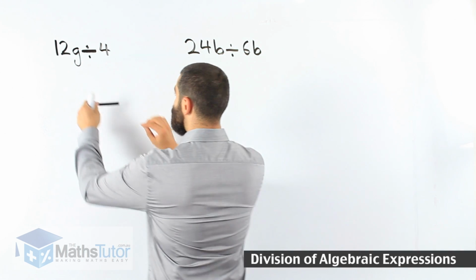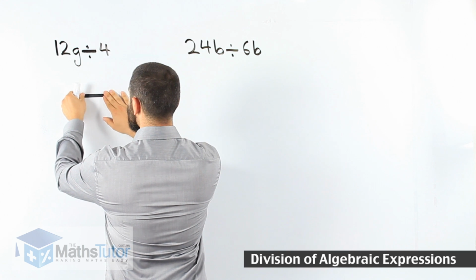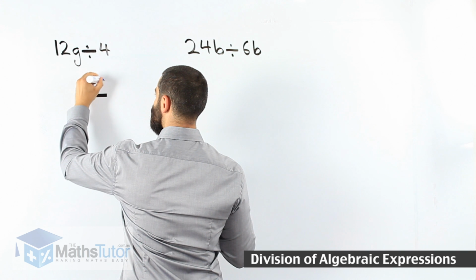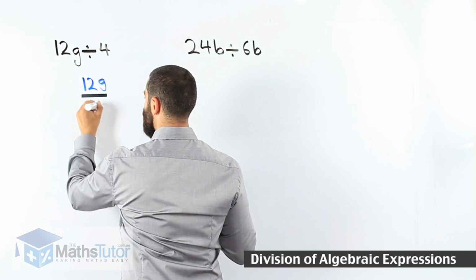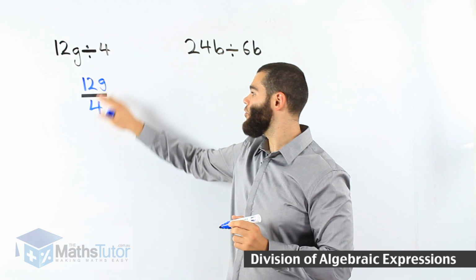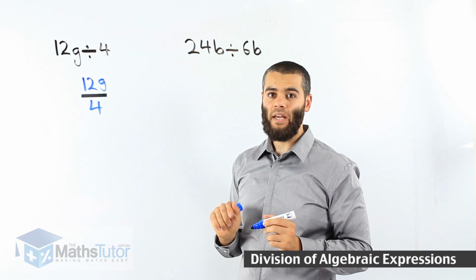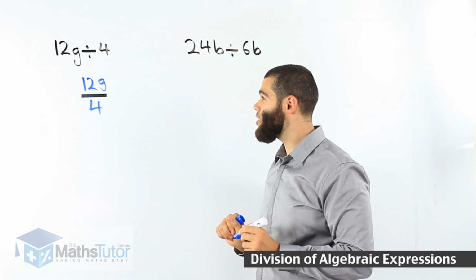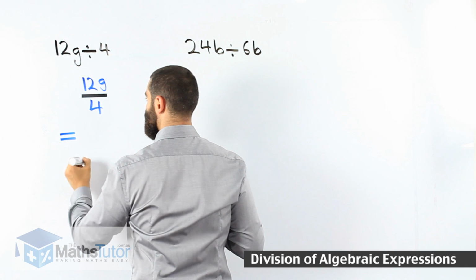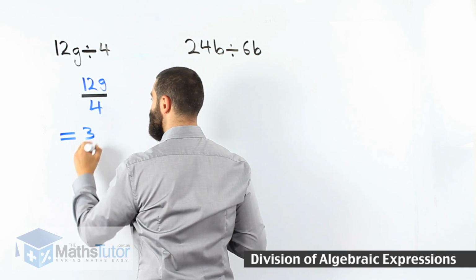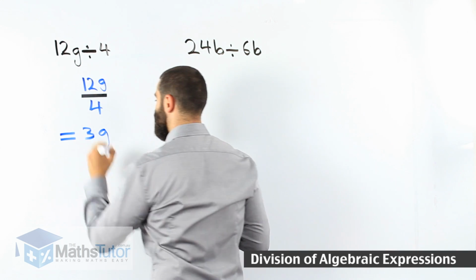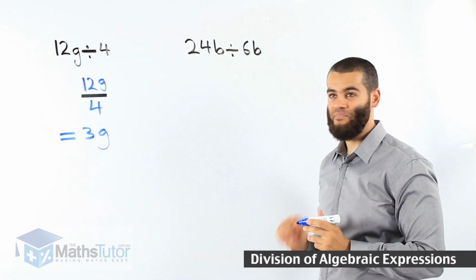So we have our division and we change it to a fraction bar. So we have 12g divided by 4. 12g is in the numerator and the 4 is in the denominator. Very important. So now 12g divided by 4. 12 divided by 4 is 3. And the g has no one to cancel out with. So 3g is our answer.